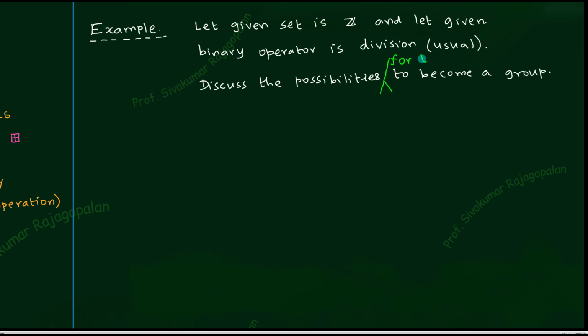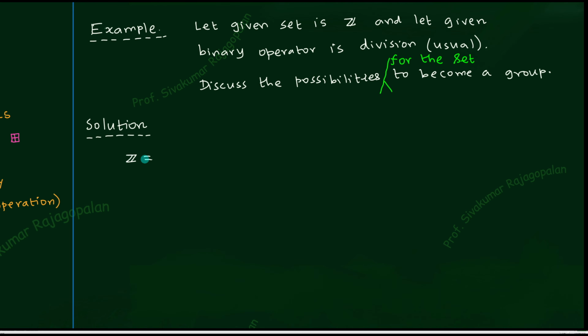Okay, for the set, discuss the possibilities for the set to become a group. So the question is clear, right? Whether the set can become a group or it cannot become. That's the question. So trivial, it's quite easy to verify, but let us write down how you proceed.